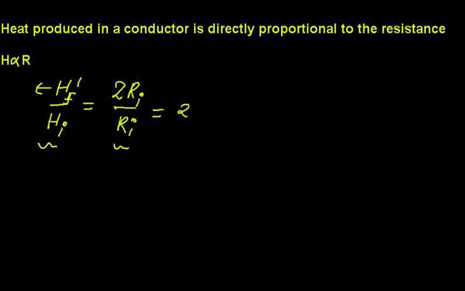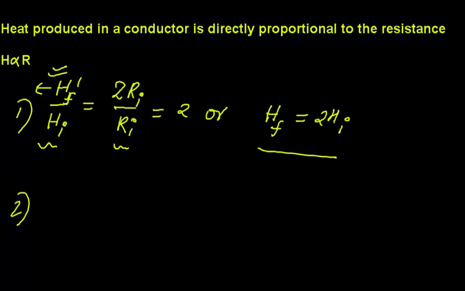So final resistance is 2RI, which means we doubled the initial resistance in the final case, so the final heat will become this. So in this manner we can conclude that H final equals 2HI. So in this manner, if resistance is doubled, then heat produced will also get doubled. This is our first conclusion, and we can make another example: if this is final heat, this is initial heat, and I divide final resistance by the initial resistance, then I may have half.